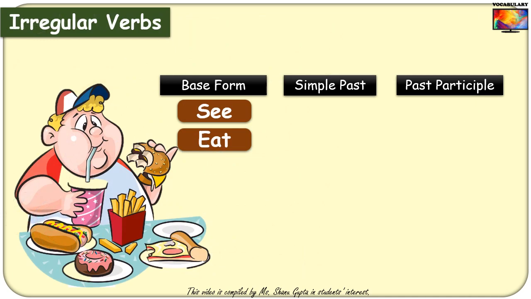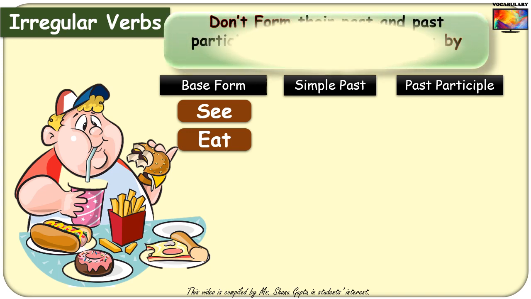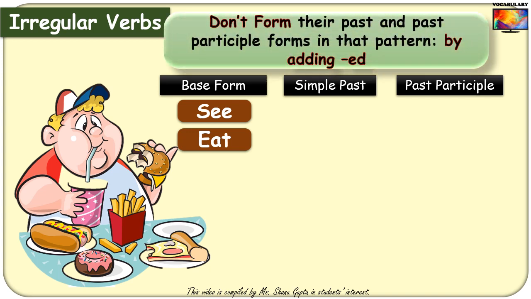On the other hand, there are irregular verbs which don't form their past and past participle forms in that pattern. That is by adding ed. Irregular verbs don't have any particular pattern for verb forms. So it's a tricky situation. We have to memorize the simple past and past participle forms for these verbs. Let's take some examples. For the verb see, the verb forms are see, saw, seen. For the verb eat, the verb forms are eat, ate, eaten.